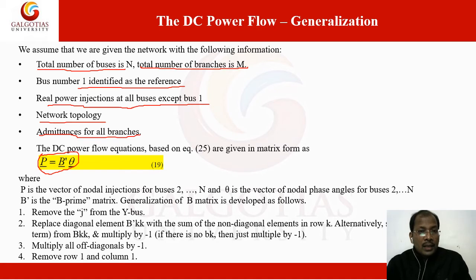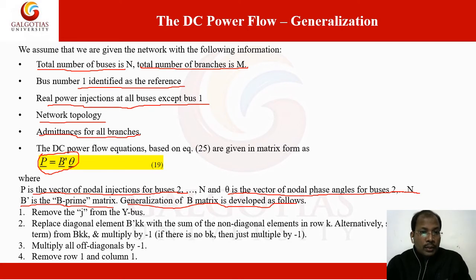Here P is the vector of the nodal injections for buses 2 up to N, and theta is the vector of the nodal phase angles for buses 2 up to N, and B prime is the matrix we can see here. A generalization of the B matrix developed is as follows. How are we going to calculate the B prime? For the calculation of B prime, we have to follow these 4 steps.